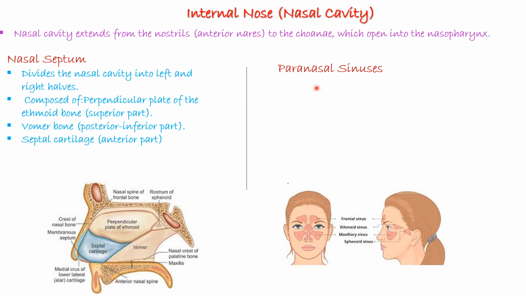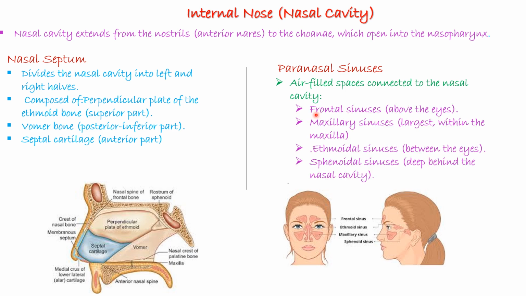In addition to that, in association with the nasal cavity, we have the paranasal sinuses. The paranasal sinuses are air-filled spaces which are connected to the nasal cavity. Literally, they are not in the nasal cavity, but they are connected into the nasal cavity. So we are going to see how they are connected.